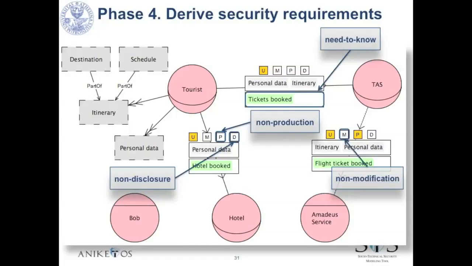Similarly, since our second source of security requirements is the security needs specified in the authorization view, whenever we have an expression of the security needs, say when the tourist is requiring need to know of his personal data and itinerary for tickets booked, it expects TAS to respect that, so that we'll use personal data and itinerary only for tickets booked. And when TAS is requiring non-modification of itinerary and personal data of tourists, Amadeus service is responsible to achieve that, and so on.